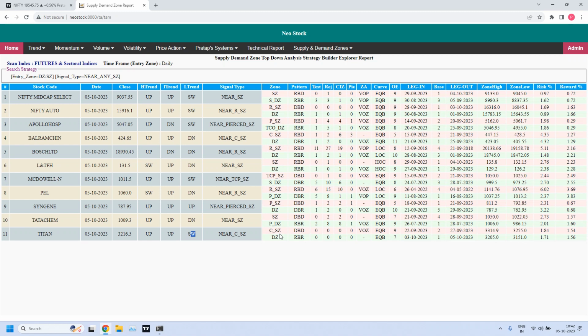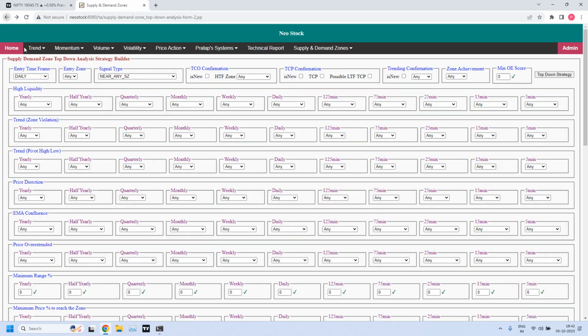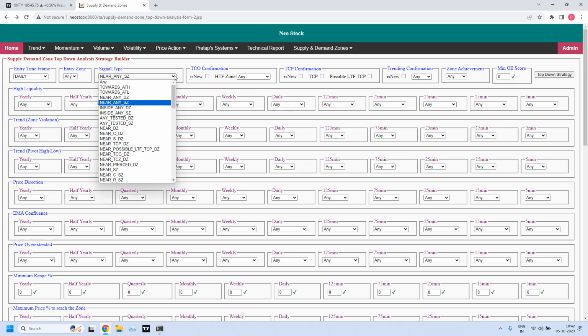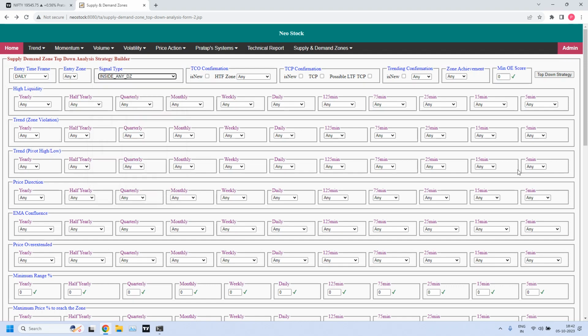So this is about the stocks near demand and supply zones. I think you have to do a lot of work on these stocks. So let's go back and find the stocks which are closed inside daily demand and supply zones. So entry time frame is daily. Let us find the stocks which are closed inside a daily demand zone.